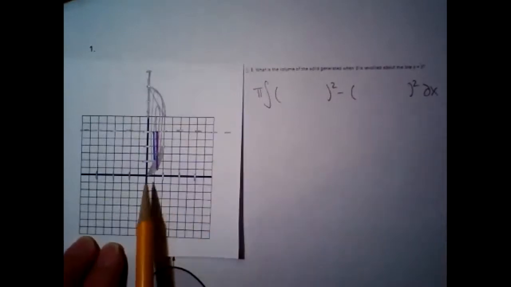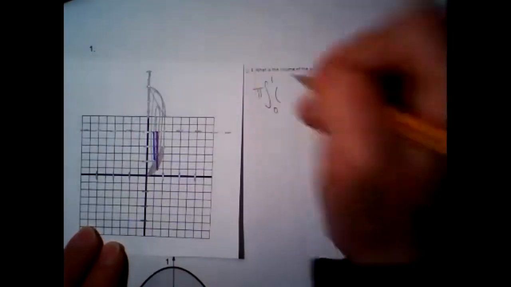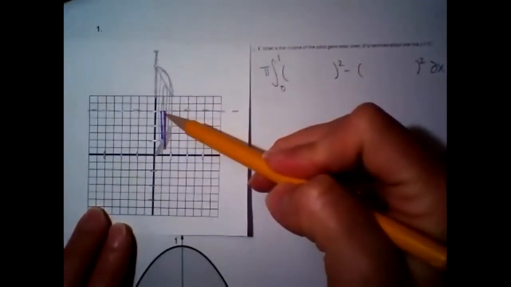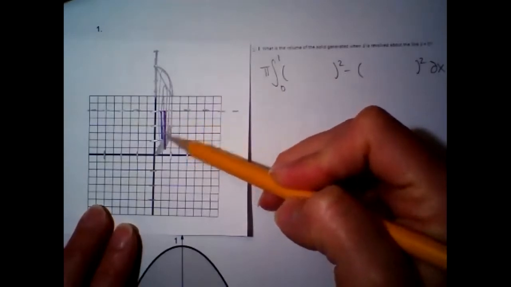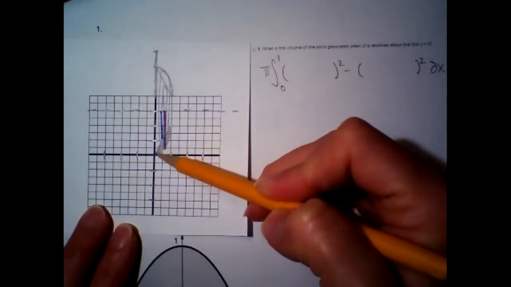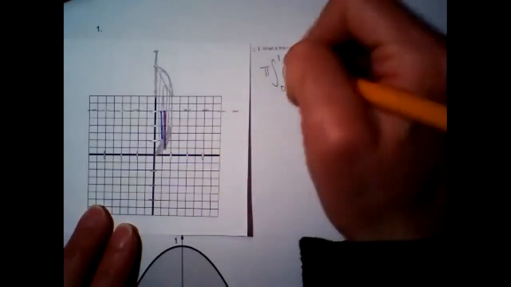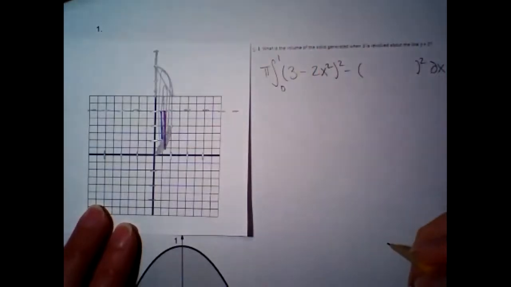All right, so our boundaries, we're using our x-axis. It's going to be 0 to 1. And the outer radius is the pink one. It's going to be upper graph minus lower graph. So the upper graph is 3. The lower graph is this parabola. That's the curve, which was 2x squared. So upper graph minus lower graph. So 3 minus 2x squared.